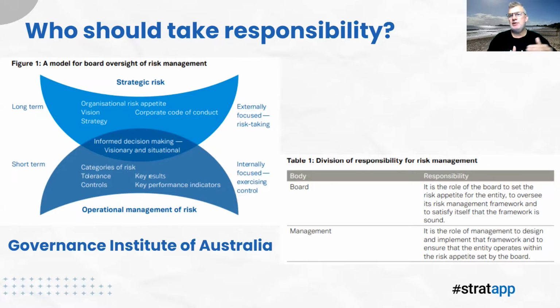Okay, so this is the Governance Institute of Australia, and you can see they're proposing you look at it in two frameworks. One is a strategic long-term view, and another is an operational short-term view. The strategic is setting the framework, and the short-term is making sure you're tracking and measuring the status and tolerance of risk. And they divide responsibility between board and management. The board is there to make sure there is a framework, and the management is there to design and implement the framework. And the board should be making sure that's taking place.